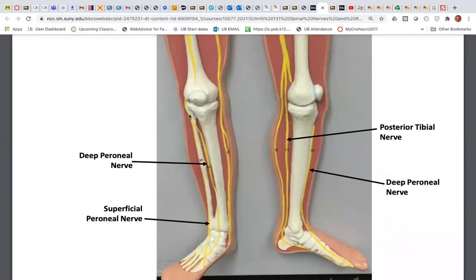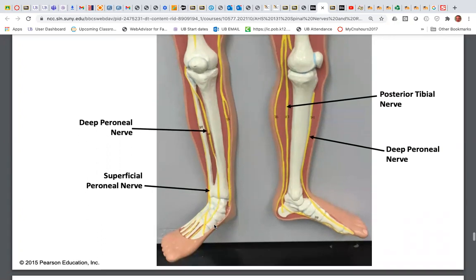and it splits into a deep peroneal, which goes to all of your anterior compartment muscles of the leg, like tibialis anterior, extensor digitorum longus, extensor hallucis longus. So that's the deep peroneal nerve. The other one stays superficial. It's called the superficial peroneal nerve.